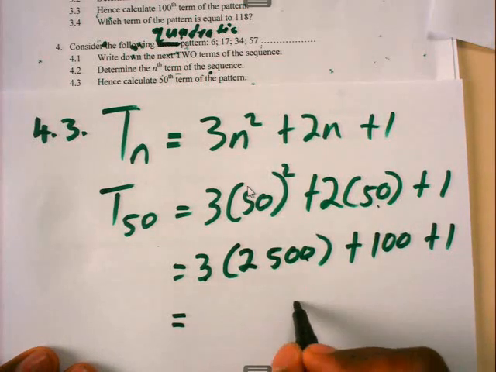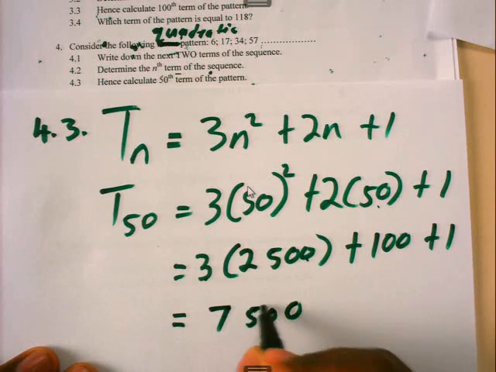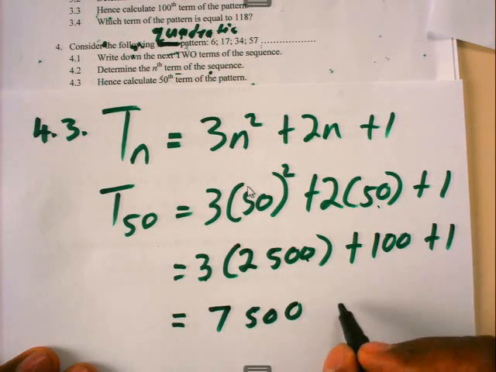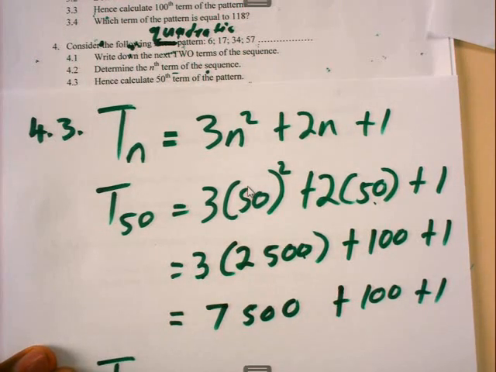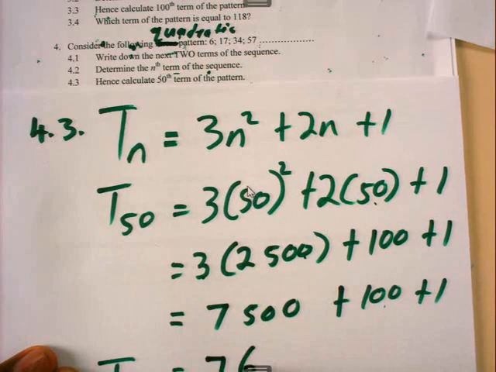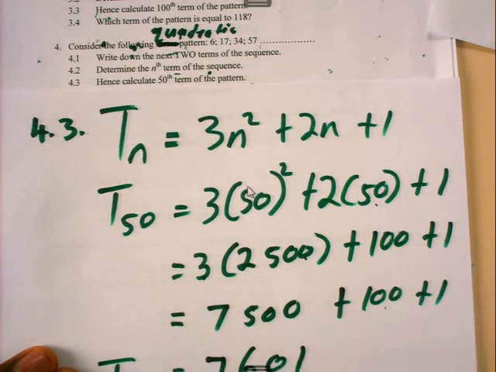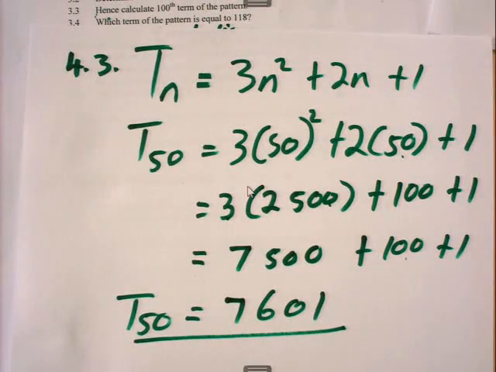Let's multiply here. 3 by 0 is 0. 3 by 25 will give you 75, which is 7,500. Plus 100 plus 1. Therefore, the 50th term will be equal to 7,500 plus 100 plus 1, which is 7,601. That will be the 50th term of that sequence. The 50th term of that sequence is 7,601. Let's answer the last question then.